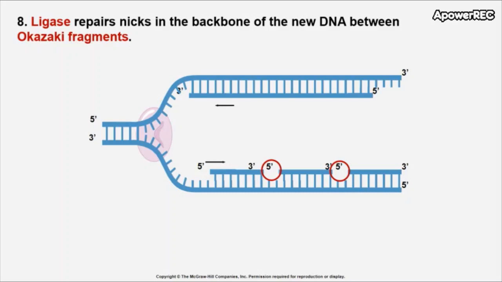So ligase repairs these broken phosphodiester bonds that are referred to as nicks. You can imagine if you came in there with a pair of scissors and you cut one side of the phosphate, you would form a nick in the backbone. So it repairs these nicks in the backbone of the new DNA between the Okazaki fragments. Here's our ligase, and it just seals it up like that. Okay, and now we have a full copy of each the top strand and the bottom strand.